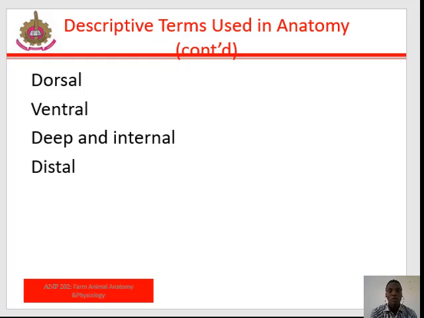Also, we have the dorsal. Dorsal means towards or beyond the backbone or vertebral column. The kidneys are dorsal to the intestines. They are closer to the vertebral column. We also have the ventral, which means away from the vertebral column or towards the mid-abdominal wall. We also have deep, internal and distal. Distal means further from the vertebral column, and like proximal, it is generally used in reference to the portions of an extremity. The hoof is distal to the carpus or the knee.